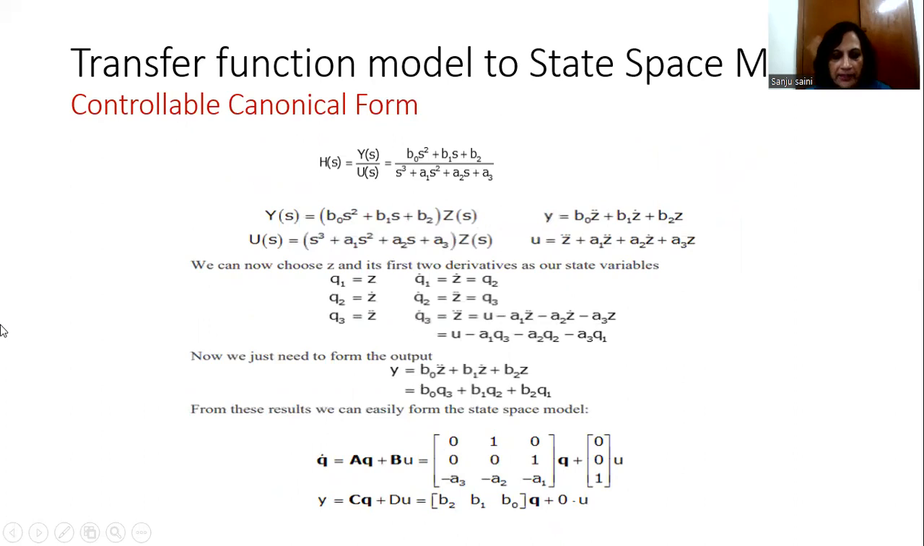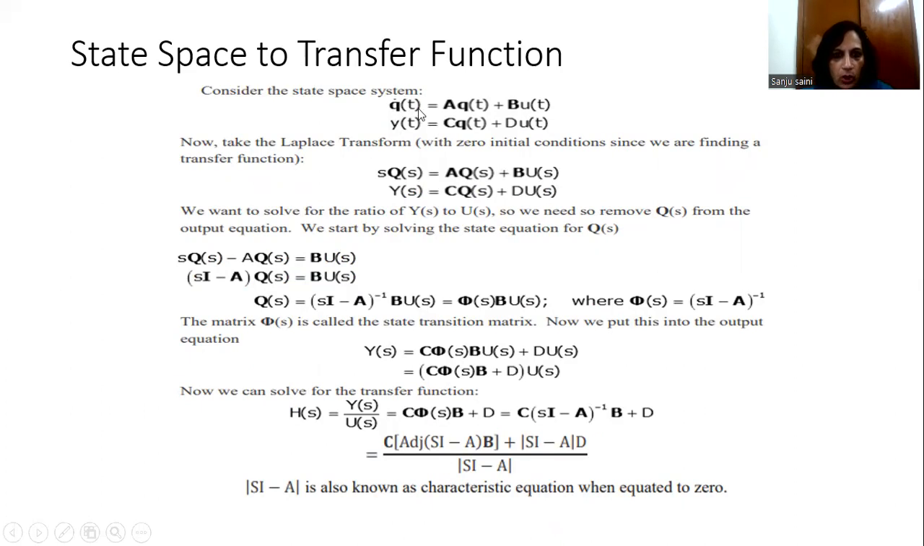Now we just take up the Laplace transform of both the equations. So Q dot t, when we take up its Laplace transform, we are getting SQ(s). This is equal to AQ(s) plus BU(s). Similarly, the Laplace transform of this equation gives Y(s) is equal to CQ(s) plus DU(s). Then we have taken BU(s) on one side within this equation. We keep BU(s) on one side, all the other quantities on the other side. Then we solve it for Q(s). Then we are getting the value of Q(s) is equal to (SI minus A) inverse into B into U(s). Then (SI minus A) inverse, this is written as phi(s). This is called the state transition matrix, and this is equal to (SI minus A) inverse.